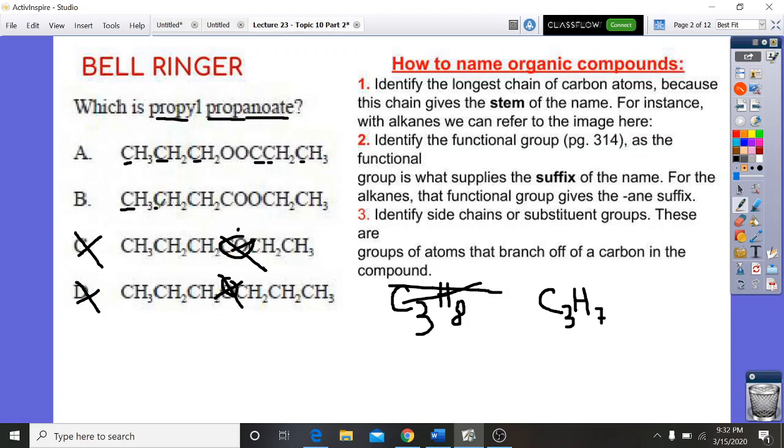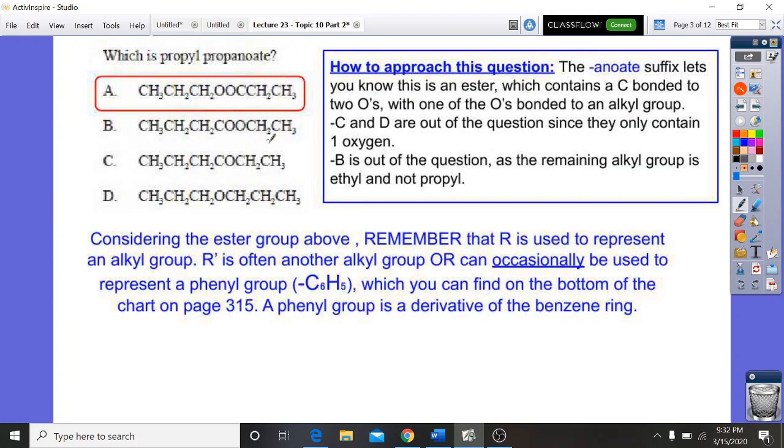This one has 1, 2, 3, 4, then what might be an enoic group, and then 1, 2. This must not be the answer. 1, 2, 3, 4 would suggest butane or something with but in it. 1 and 2 suggest ethane or something with eth in it. So this must not be the answer. Indeed, the answer is letter A. But let's build it so that you can see why.